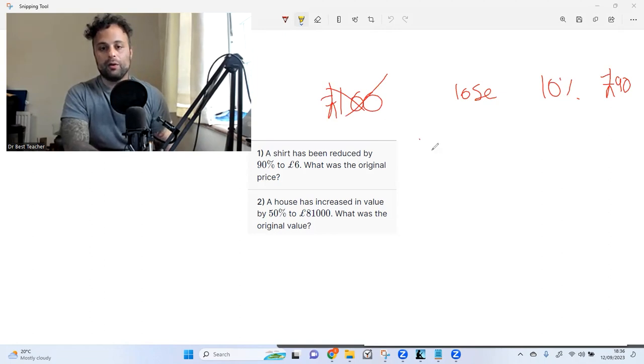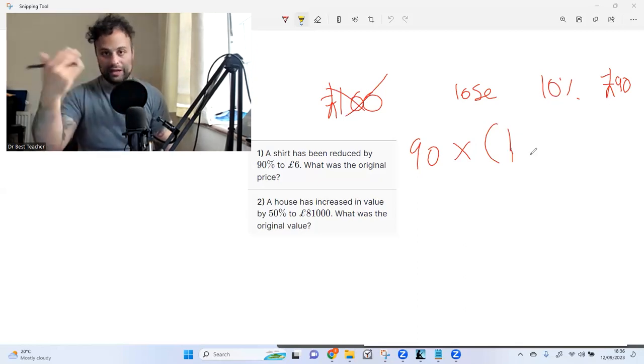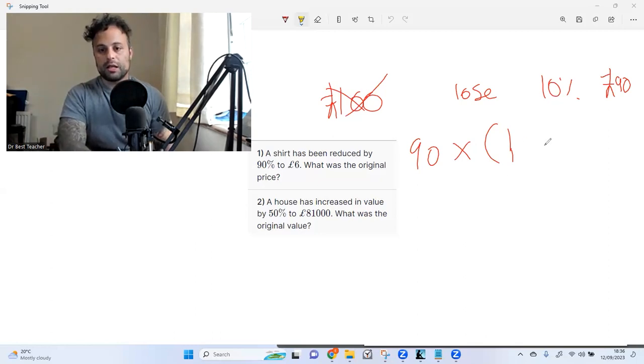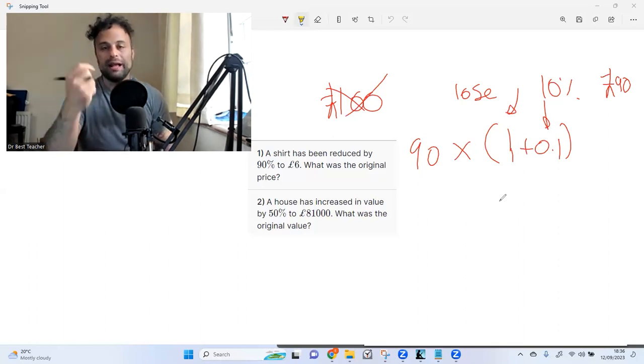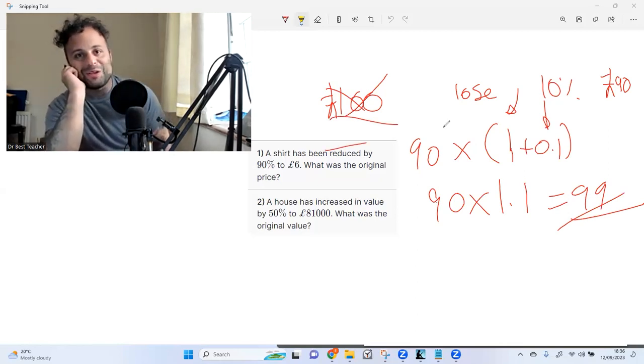They do £90 and they try and increase it by 10%. If you saw my previous videos, you'll know how I do increase and decrease: plus 0.1, because they're going to add 10% to 100% of the number. 100% is represented by the number 1. 10% is represented by the number 0.1. So they do 90 times 1.1, and that gives me 99. That's not what I started with. I started with £100. What happens to that £1?